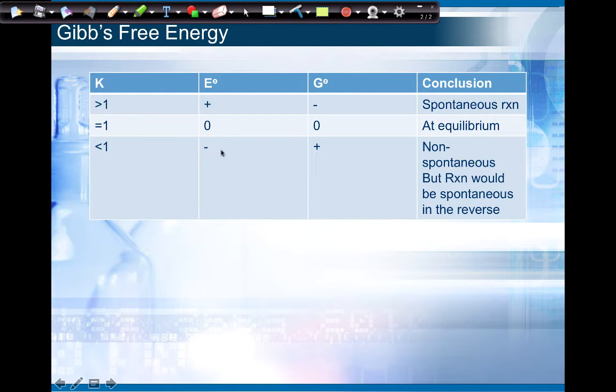Now, when we have E cell and it's negative, we'll end up with a positive number. And if we have a positive delta G, that means we're not spontaneous. But the reaction would be spontaneous if it was going in the reverse direction. So if we have a reaction that's maybe reduction and we're looking at it and we have a positive delta G, in the opposite direction it's going to be spontaneous. And then in these situations too, K should be less than 1.